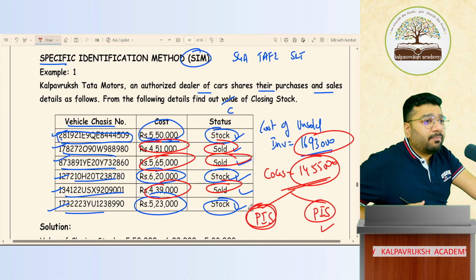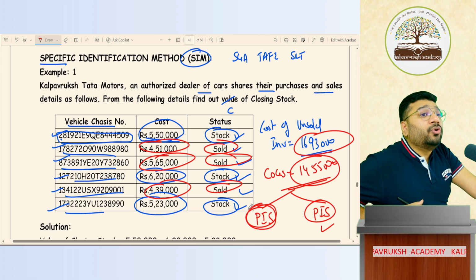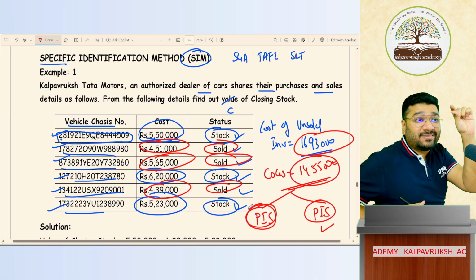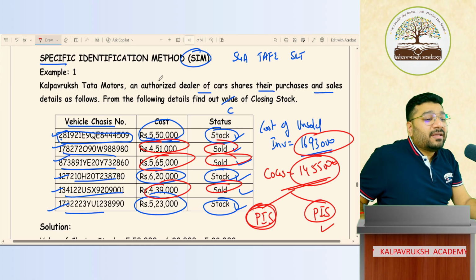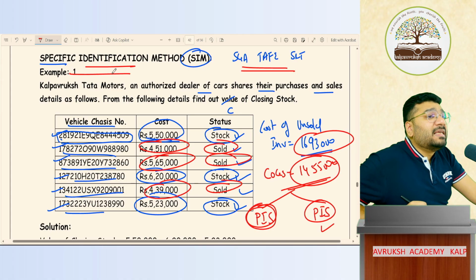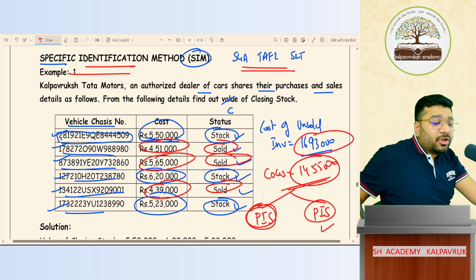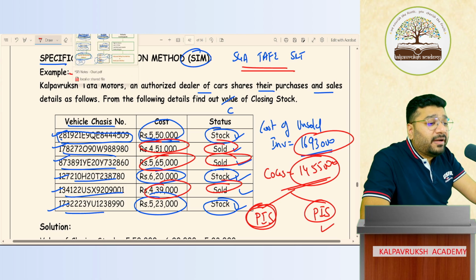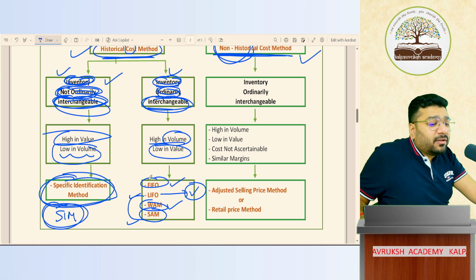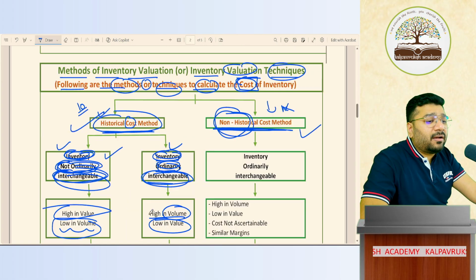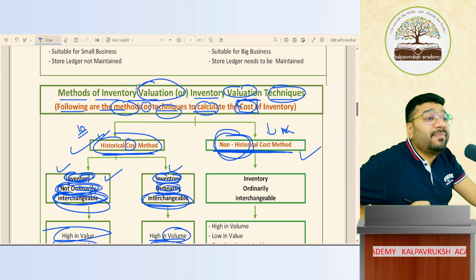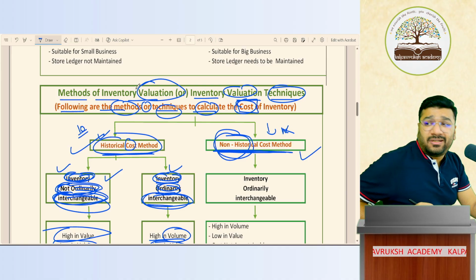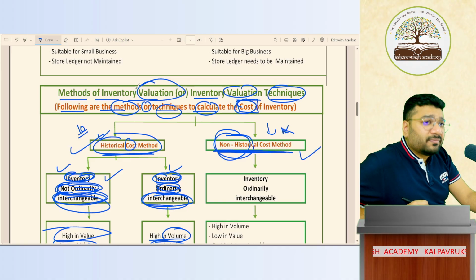So periodic inventory system or perpetual inventory system will help you to derive the quantity of the inventory. The value or cost will come from the specific identification method. Got it, not got it? So periodic or perpetual inventory system is going to help you derive the quantity of the inventory, whereas specific identification method, FIFO, LIFO, WAM, SAM, these methods are called valuation methods. Valuation method means how to calculate the cost of the inventory. Got it? Not got it? Tell no.